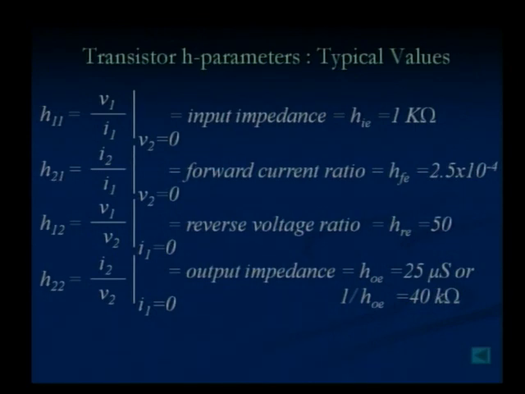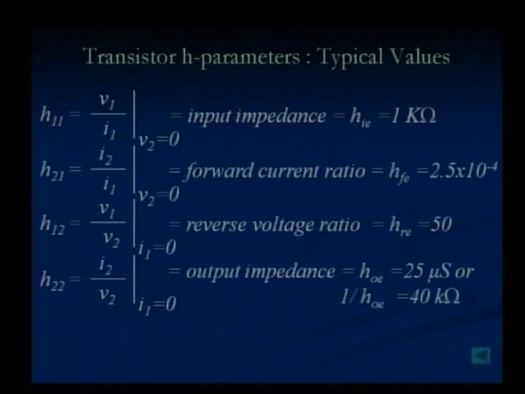What is H11? That we have defined already. So HIE for a transistor normally is of the order of kilo ohm, 1 kilo ohm or so, not more than that generally. HFE is of the order of 50, it is wrongly mentioned here. Forward current ratio, HFE, is nearly equal to 50, and reverse voltage ratio is extremely small, 2.5 into 10 raised to minus 4. Take care of this. Forward current ratio is of the order of 50, 100 or even more depending on the transistor, and the reverse voltage ratio, that is very small, 2.5 into 10 raised to minus 4.